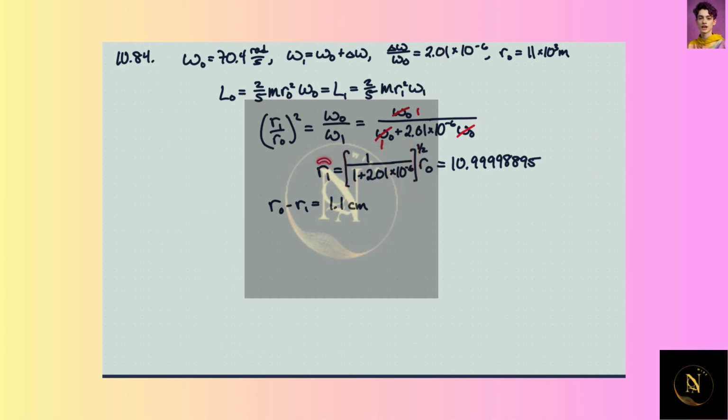And so we get a value of R1 of 10.99998895. And they ask us what is the change in radius. So we can subtract this from this, and we get about 1.1 centimeters. So it compacted about 1.1 centimeters.